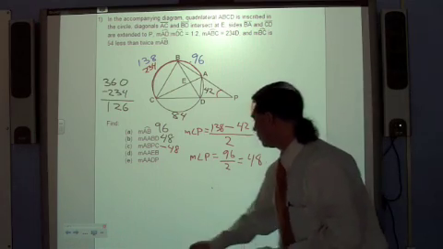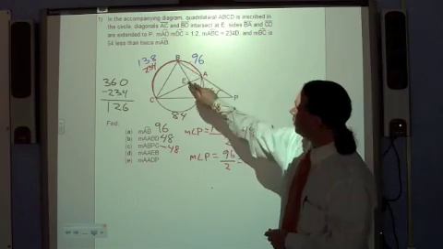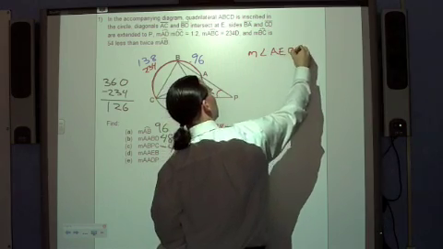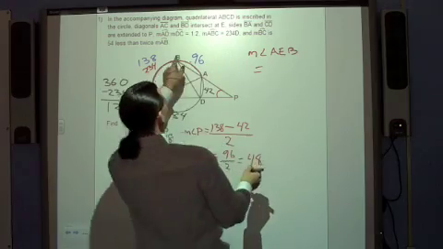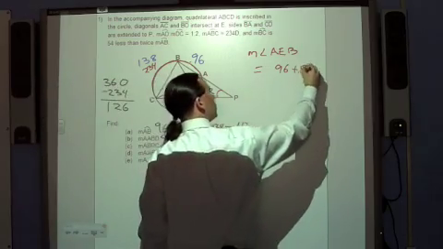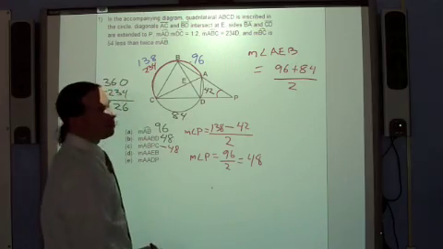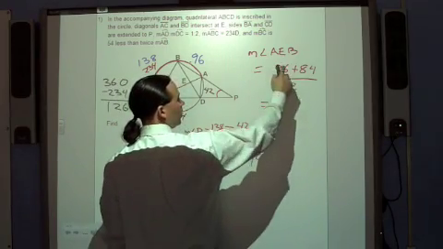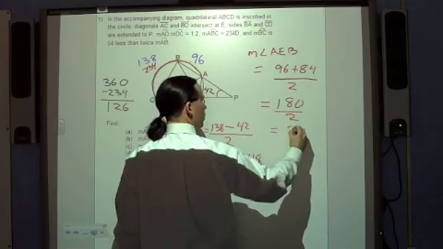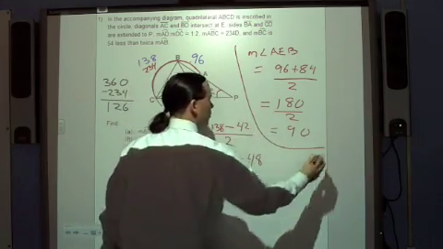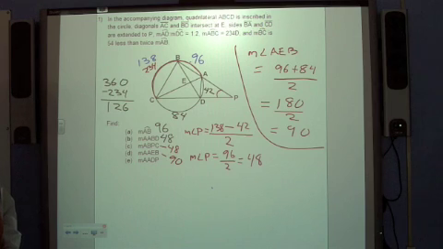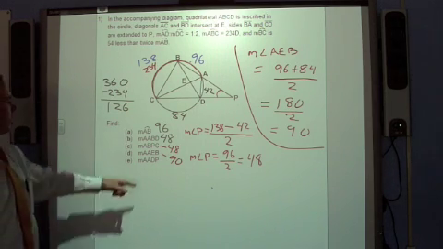Okay. So we're going to have to measure angle AEB, this guy. So measure of angle AEB equals this arc, 96, plus this arc, 84, over 2. That means it equals 96 plus 84 is 180 over 2. So it's 90. So we've got 90 degrees there. And we've got one left. Measure of angle ADP.